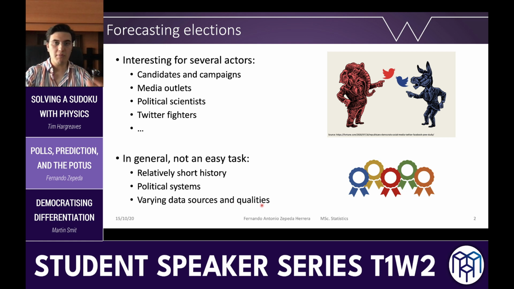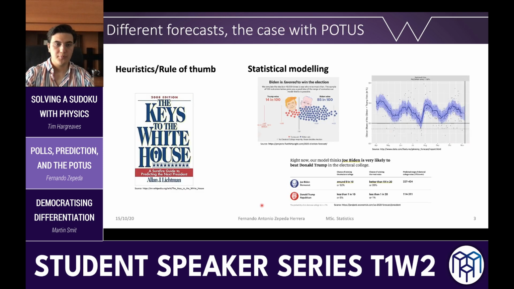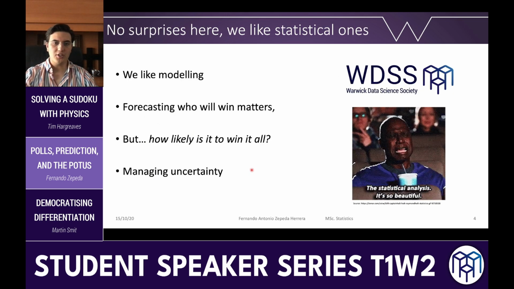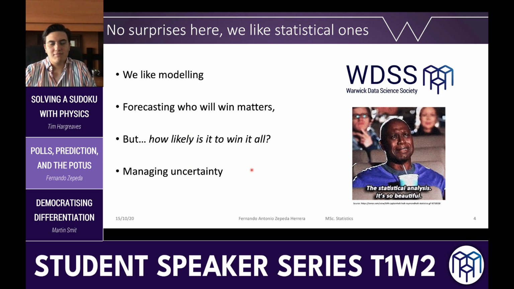And if you don't remember that or acknowledge it, you will have surprises, and not nice ones, down the road. So let's talk about two big kinds of forecasts. You have heuristics and rules of thumb, a lot of pundits, and you'll hear about that a lot. And you have statistical models. No surprises here. We like statistical ones, right?